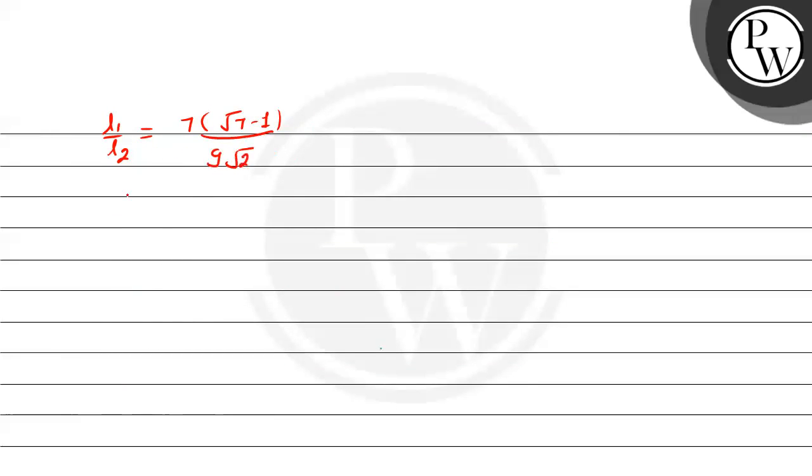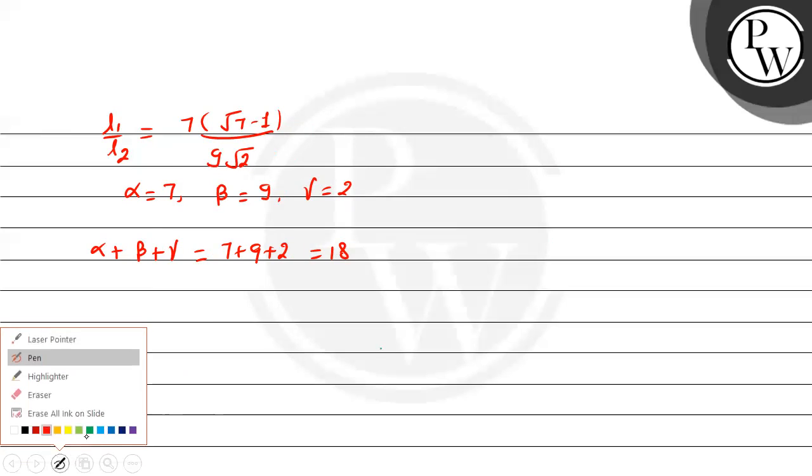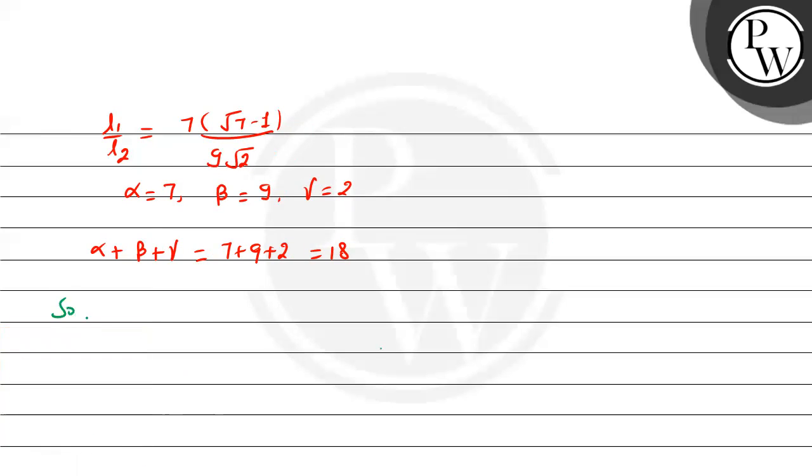After comparing, we can write the value of alpha is 7, the value of beta is 9, and the value of gamma is 2. What we have to find out is alpha plus beta plus gamma, and that is going to be 7 plus 9 plus 2, which is actually 18. So the final answer is: the value of alpha plus beta plus gamma is equal to 18. So this is the final answer.